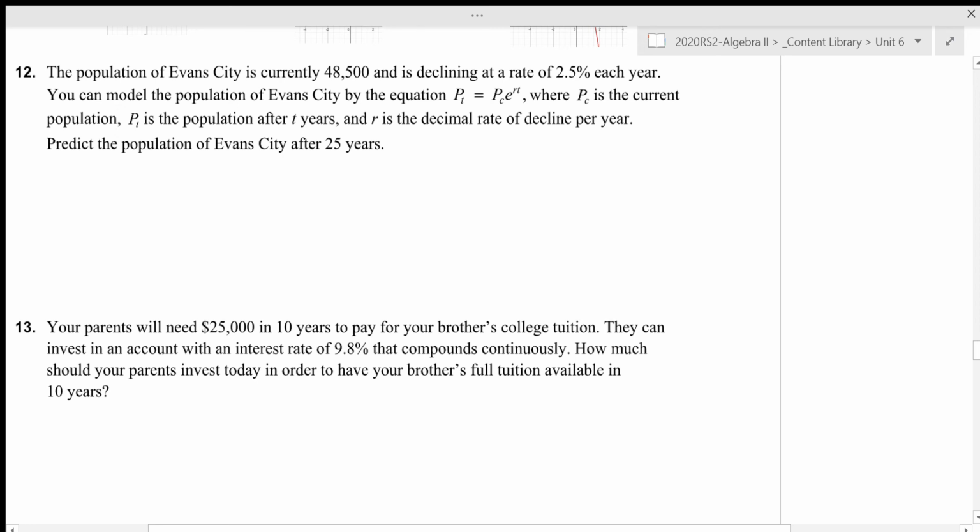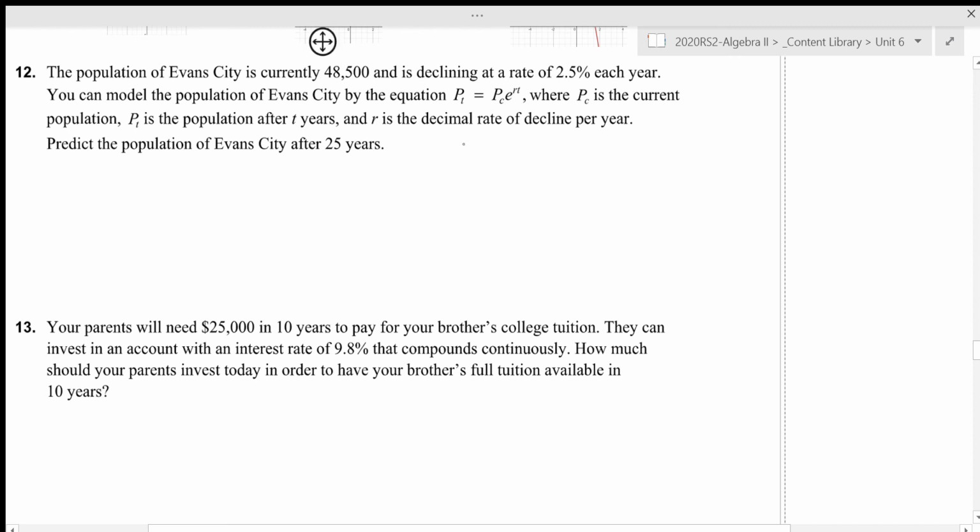So the population of Evans City is currently 48,500, and it's declining at a rate of 2.5% each year. You can model the population of Evans City by the equation PT equals PC e to the RT, where PC is the current population, PT is the population after T years, and R is the decimal rate of decline per year. Predict the population of Evans City after 25 years.